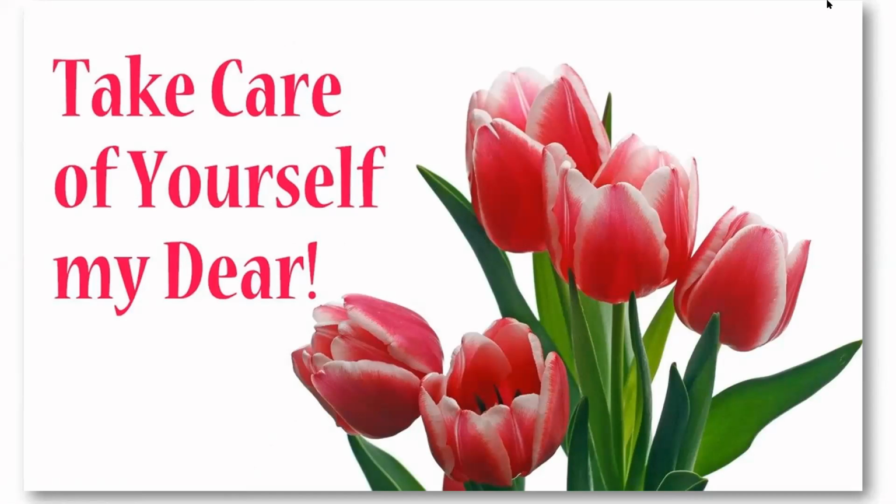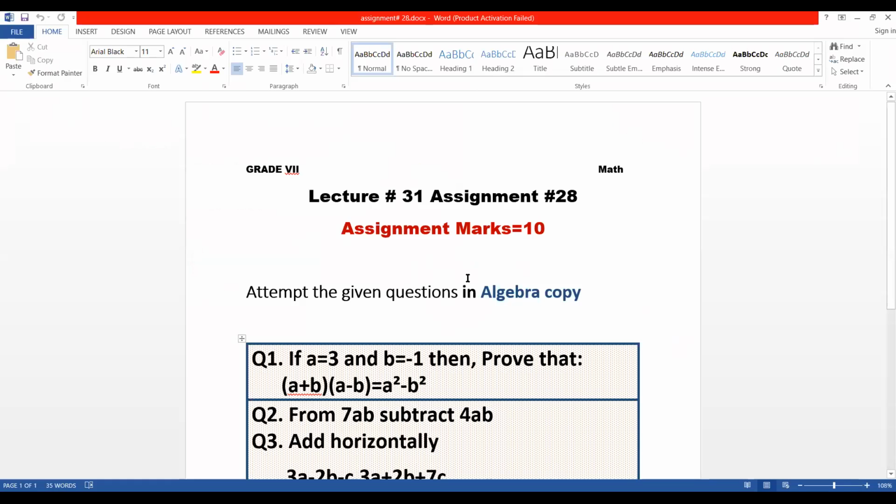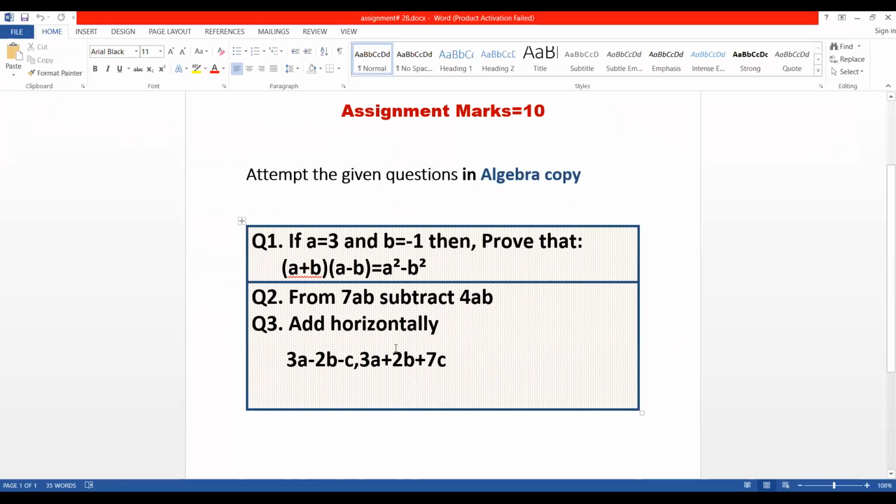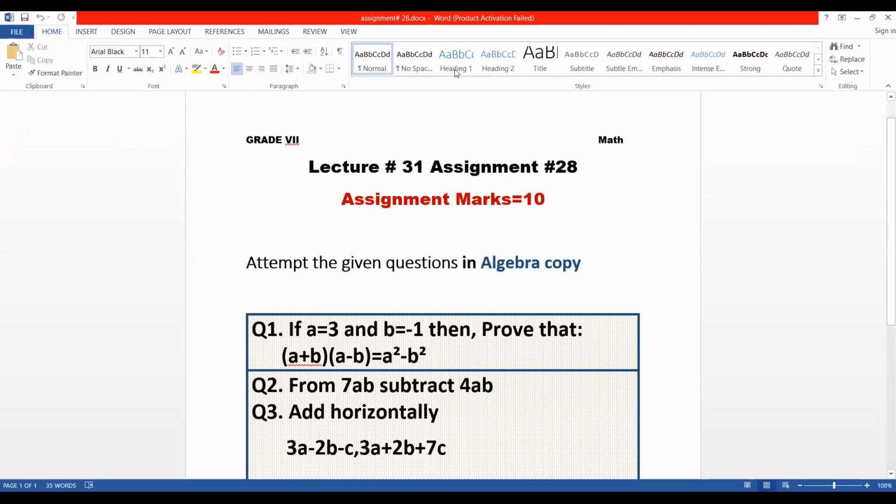Let me show you your assignment also. This is assignment number 28. Okay, I have given you the proof of that question. I have given you subtraction and horizontal addition. Clear, students? You have to attempt these questions in your algebra copy. Okay?